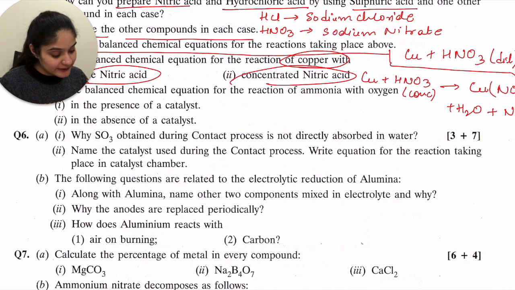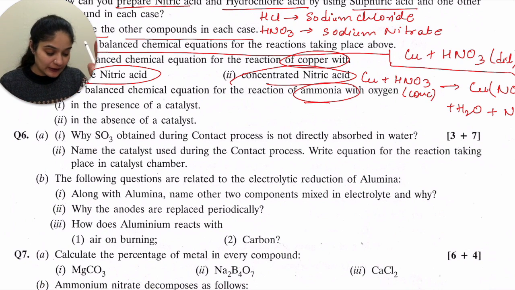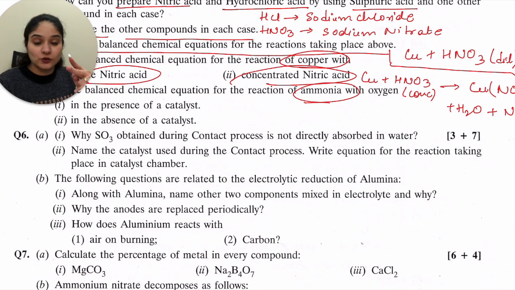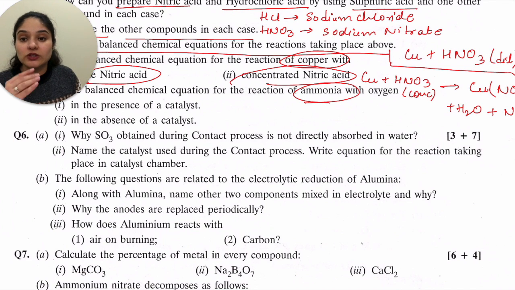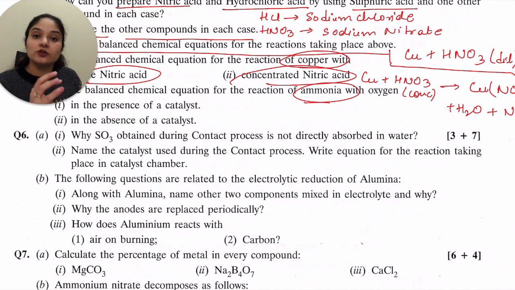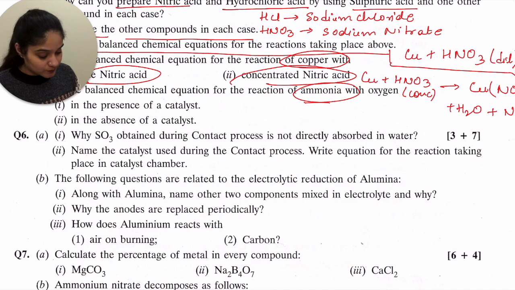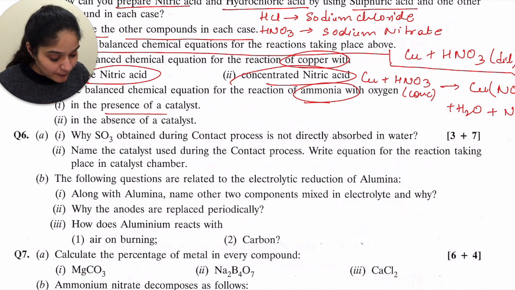Now write balanced chemical equation for the reaction of ammonia with oxygen. The first part says in the presence of catalyst and the second part says in the absence of catalyst. Now first thing is, which catalyst do we use? We use platinum as the catalyst when we are reacting ammonia with oxygen. So what will happen in the presence of catalyst?